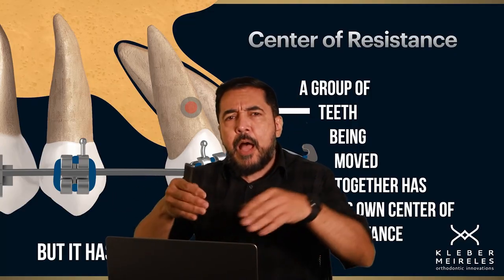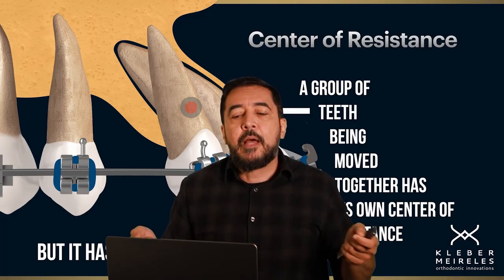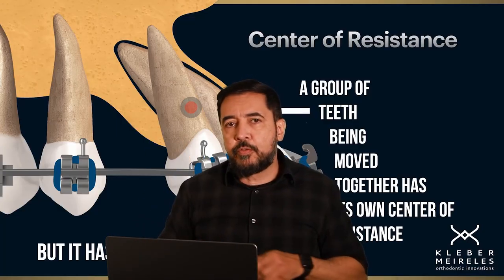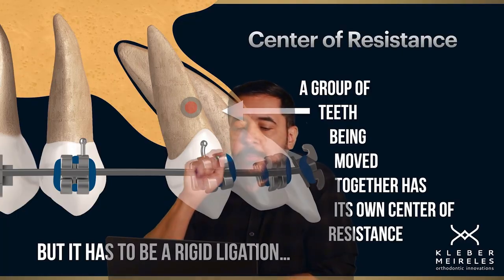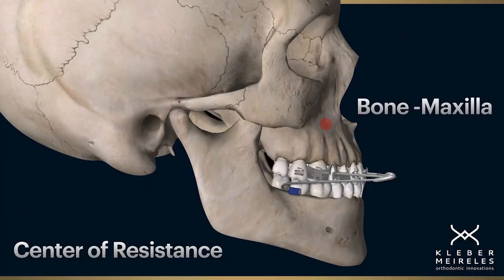I see people saying, we're using these six teeth ligated together, and we are applying the force close to the center of resistance. I'm going to show you that is wrong. That is the wrong concept. Let's move on. So for that, we need to have a rigid body, a rigid arch wire, very tightly ligated to those teeth, to have those teeth together considered as just one body, okay?